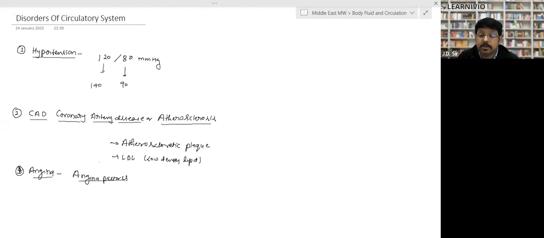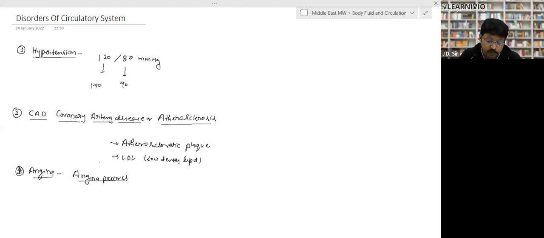Which is supplying the oxygen? I have told you, the coronary artery, right? If the coronary artery is blocked, it won't be able to supply proper oxygen to the heart, and that is called angina pectoris. So in this disease, enough oxygen does not reach the heart muscles. Full stop.